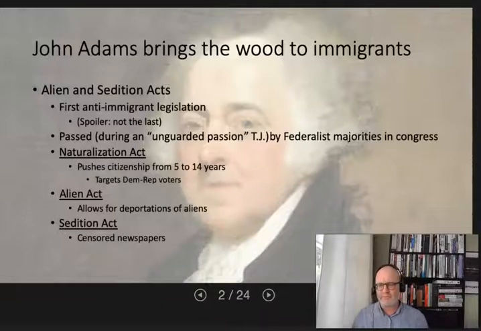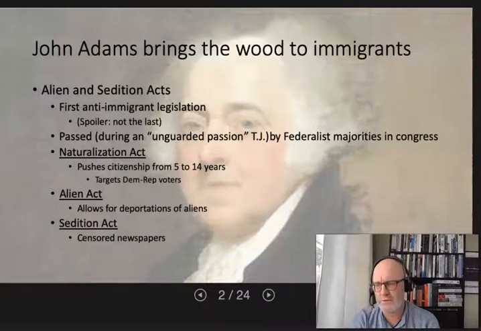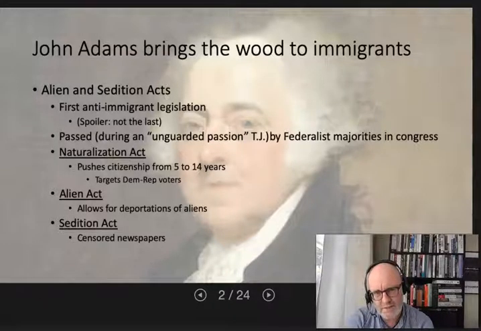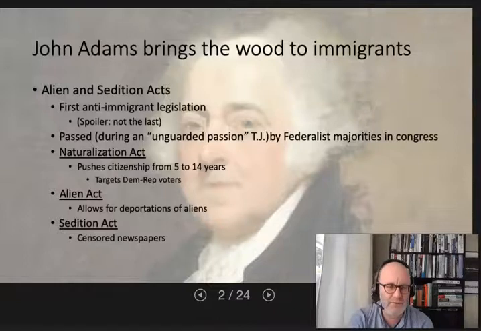So effectively, this is a political hit job, I think, as they say. The newly arrived immigrants are more likely to vote for the Democratic Republicans. This is Thomas Jefferson. So you want fewer newly arrived immigrants voting. So the Naturalization Act changes the time frame to get naturalized and then obviously subsequently vote. The Alien Act makes it easier to deport these aliens. And then the Sedition Act censors newspapers. So John Adams is not messing around.